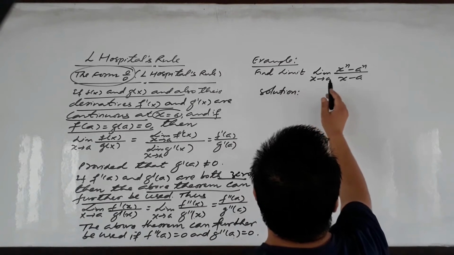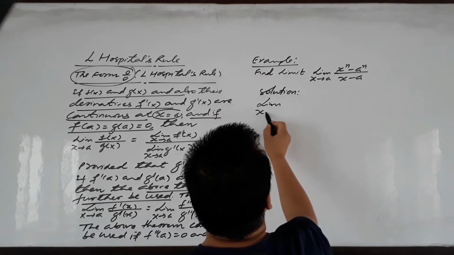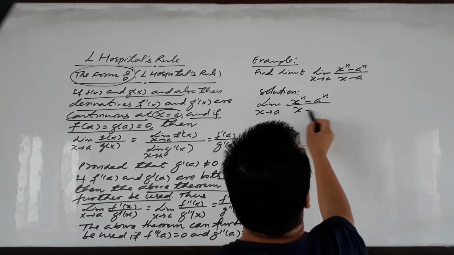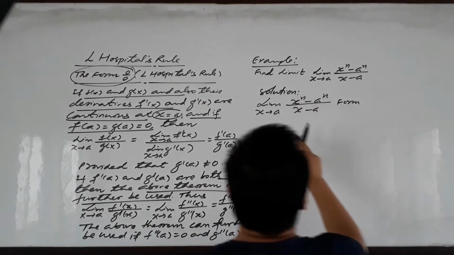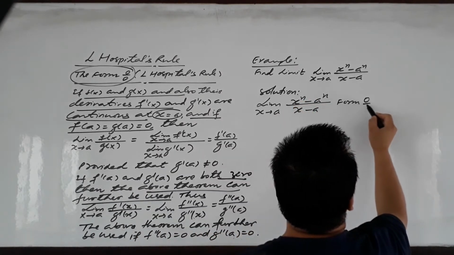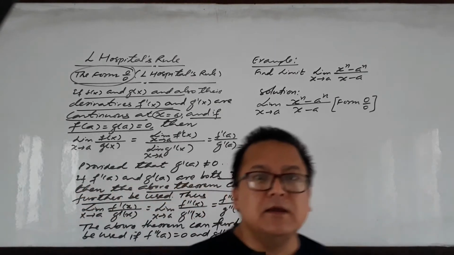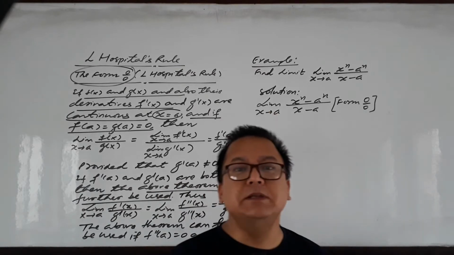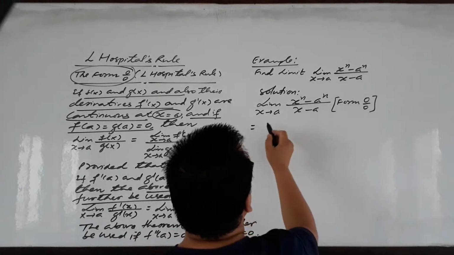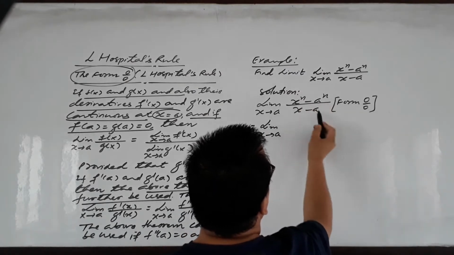Look here, find the limit as x tends to a. I am going to write down the limit as x tends to a of x raised to power n minus a raised to power n over x minus a. If we put x equal to a, then we will get the 0 upon 0 form. So to apply L'Hospital's rule, we need the 0 upon 0 form. According to L'Hospital's rule, this upper one is f of x, lower one is g of x.